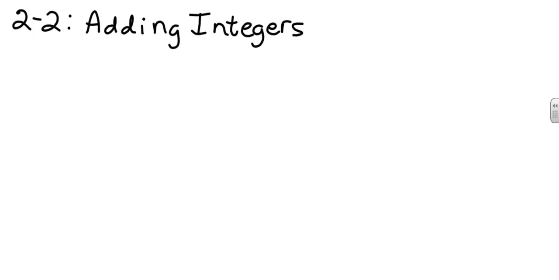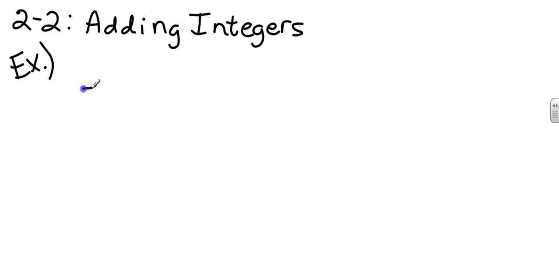Okay, this is 2-2, adding integers for pre-algebra. Sounds pretty basic. I'm not going to spend a whole lot of time on adding positives. Let's look at some negative aspects. I'm just going to do a bunch of examples here. I think that'll get us off on the right track.